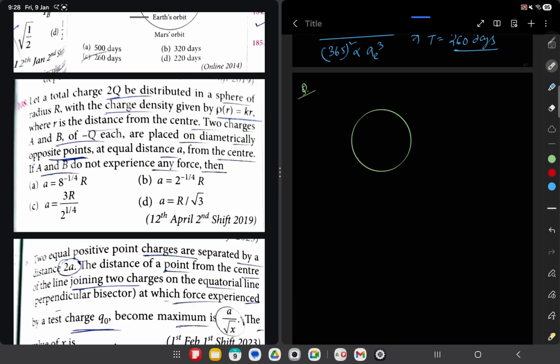So again, this is a question from electrostatics. Let a total charge 2q be distributed in a sphere of radius r, with the charge density given by something. R is the distance from the center. Two charges A and B, minus q each, are placed on diametrically opposite points at equal distance A from the center. So the distance between them will be 2A, because they are on diametrically opposite points.